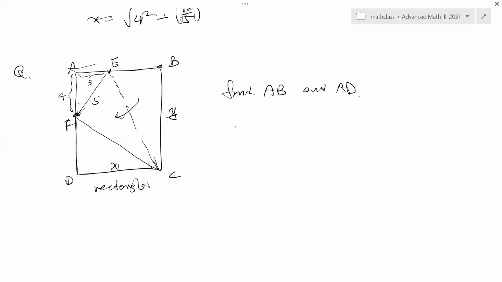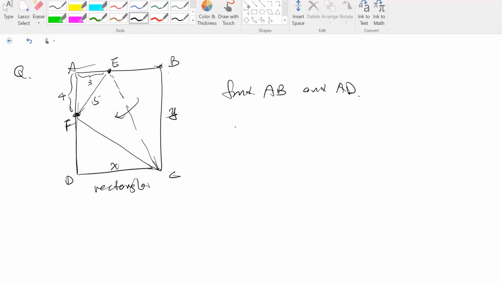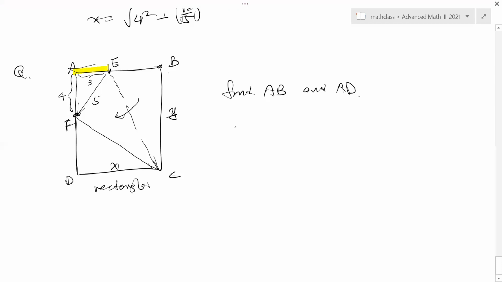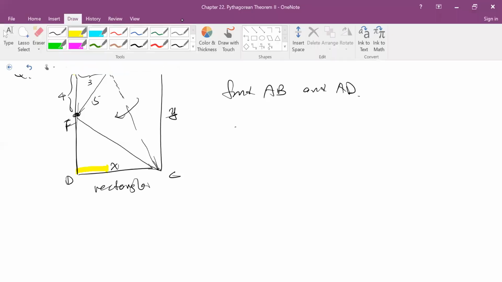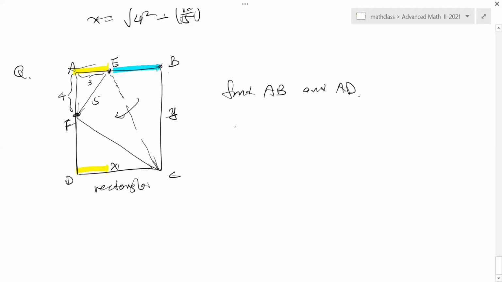Step 1, you find X. My hint is X consists of this part and this part. But this part is equal to that part. Can you see that? Because these two triangles are congruent.